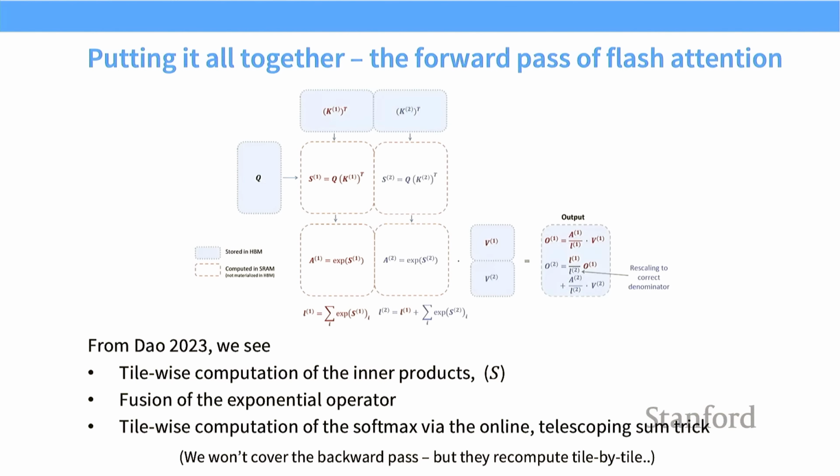And so that's basically it. But once you have that, you've put it all together and you can get the forward pass of Flash Attention. And if you look at the FlashAttention-2 paper, which we're going to ask you to implement, you're going to be following through these steps, and you're going to see exactly this idea.